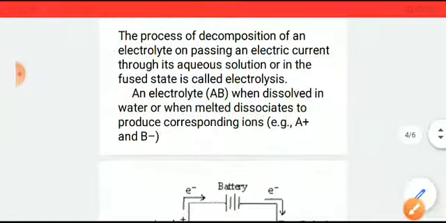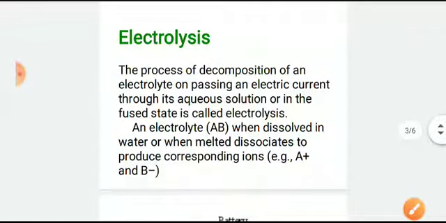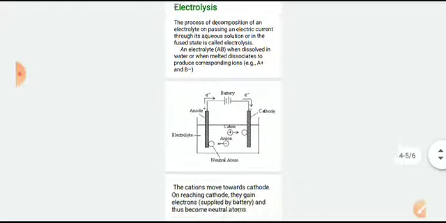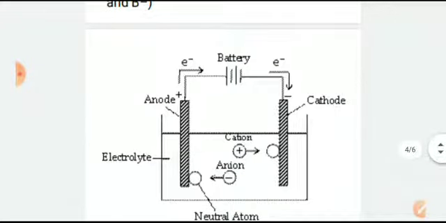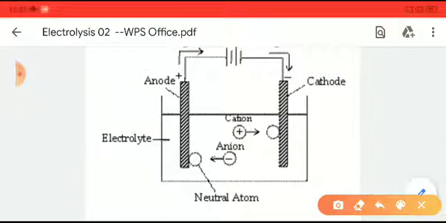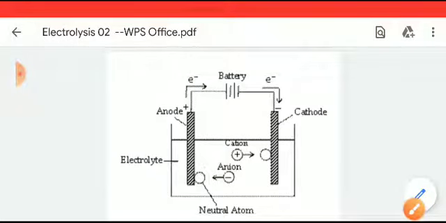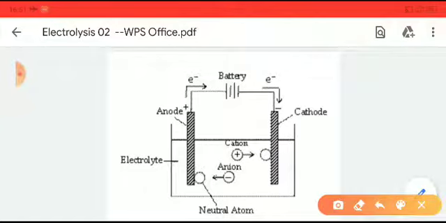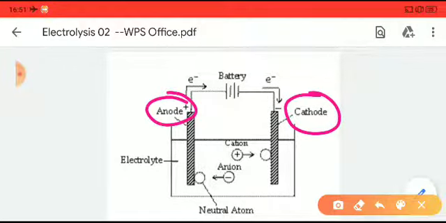So we now know what electrolysis is and what an electrolyte is as well. In electrolysis, an electrolyte gets dissolved and produces cations and anions. We will further look into a diagram of an electrolysis process. Here there are two electrodes. In the last video we already discussed the electrodes and electrolytes. The electrodes are of two types, anode and cathode, and the electrolytes are of two types, strong electrolytes and weak electrolytes.